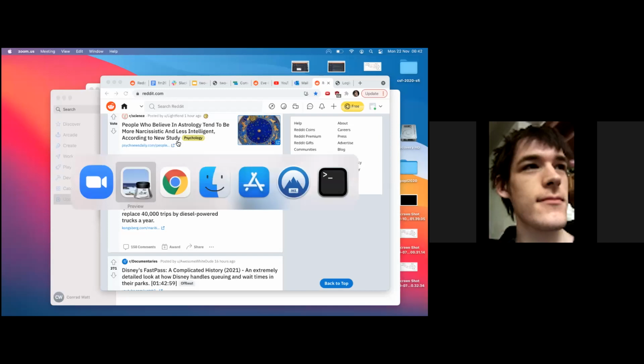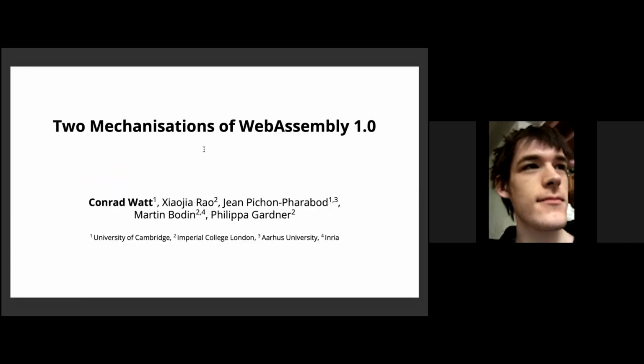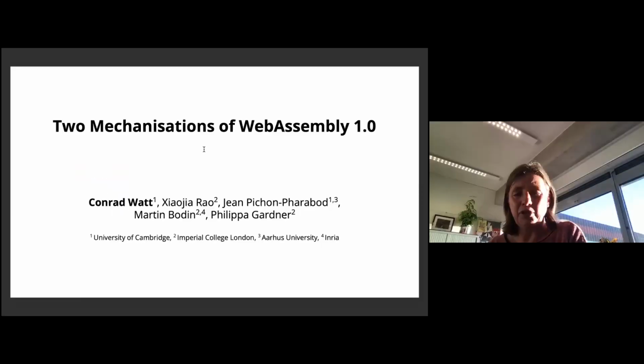All right, are you able to see my slides? Yes. Great. Conrad will tell us about two mechanizations of WebAssembly 1.0, and the floor is yours, Conrad.